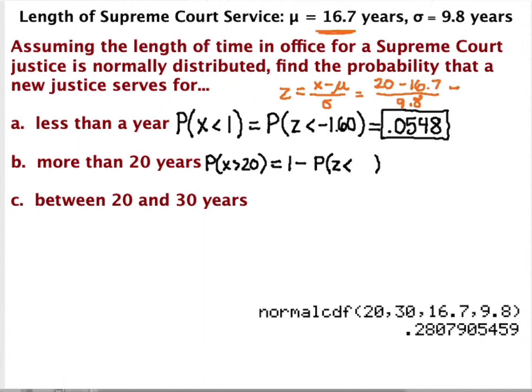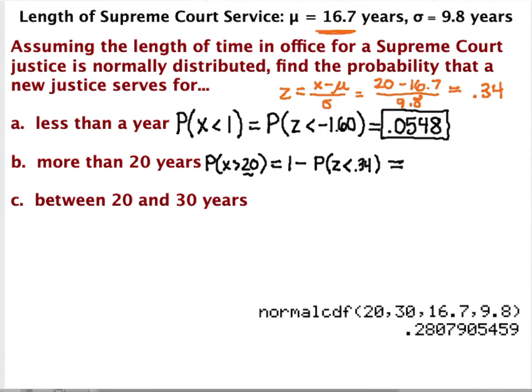And since 20 years is above average, I was expecting to get a positive z-score. 20 years is 0.34 standard deviations above average. So I've converted that x equals 20 into a z equals 0.34. And like I said, we can't use the table to do greater than, so I've also put it in complement form. We'll do 1 minus the less than version.